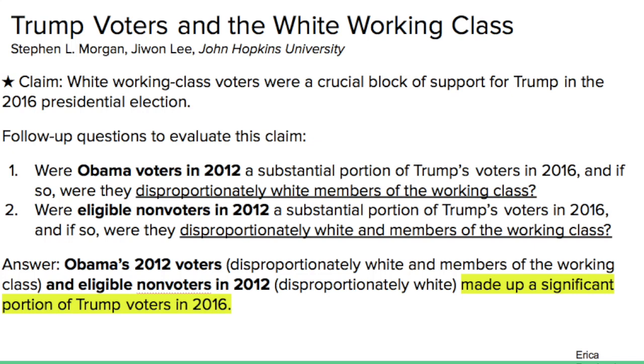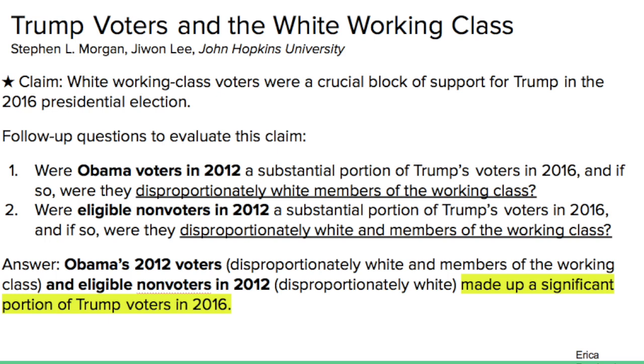Another reading we read was called Trump Voters and the White Working Class by Stephen L. Morgan and Juan Lee from Johns Hopkins University. Their writing looked at the claim of whether or not white working-class voters were a crucial block of support for Trump in the 2016 presidential election. Morgan and Lee evaluate this claim by asking 2 questions.